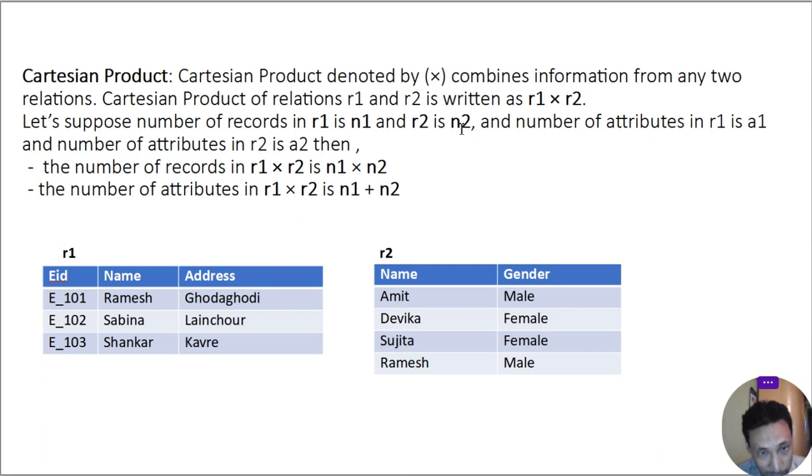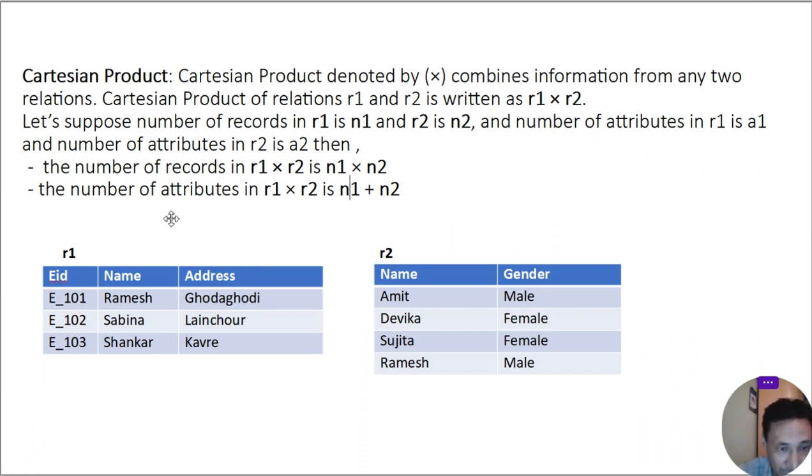When we perform that, it will generate a new relation, and in that relation the number of records will be N1 × N2. N1 is the number of records in R1, N2 is the number of records in R2. So the number of records in the resulting relation is N1 multiplied by N2, and the number of attributes in R1 × R2 is A1 plus A2. That means the number of records of these two relations get multiplied and the number of attributes are added.